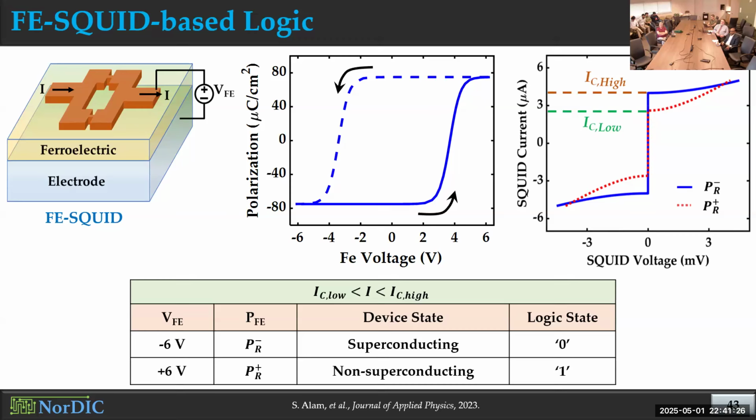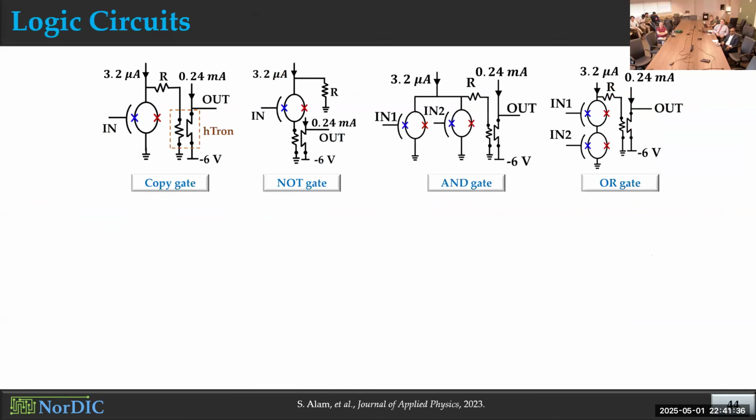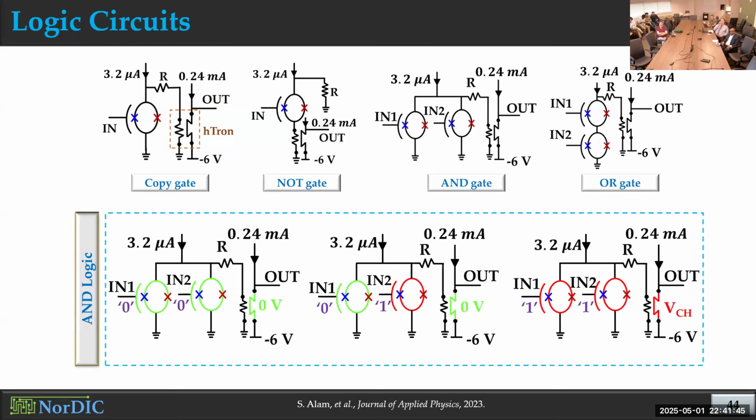So when you get the superconducting state, that will take the whole current through it. And when you have the resistive state, it will drive almost all the current to the external circuitry. So we have this switching behavior here. We use that switching behavior to design all the basic logic gates. I will not talk about the working principle of all the logic gates. I'll only talk about the AND gate here to give you some idea how these logic circuits operate.